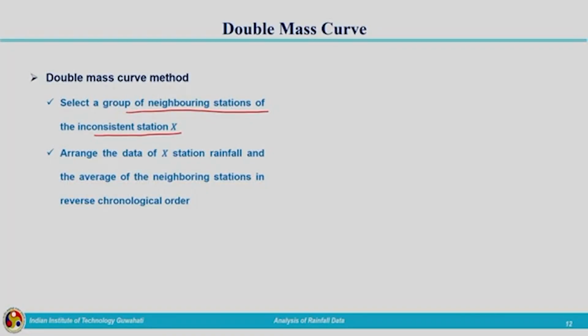So, first we arrange the data in reverse chronological order, and the next step is to average out the data from the neighboring stations. If data from 6 neighboring stations are available, we find the average of rainfall data from all these stations, and we have the data from the particular station which has inconsistent data. After that, we need to plot the mass curve. For that we have to calculate the cumulative rainfall data.